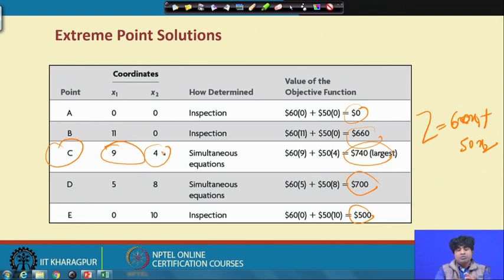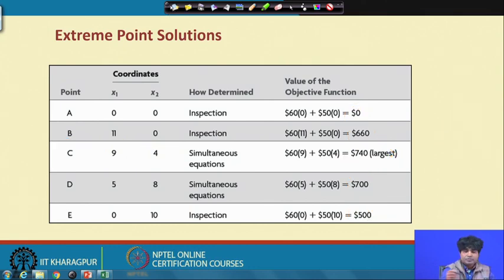So, it is not that whatever the mechanical process gives, you just have to accept. In the meantime, you have to think about reality, and sometimes we do a little bit of compromise as per the particular requirement and need of the business. So, obviously, this is the extreme point solution.